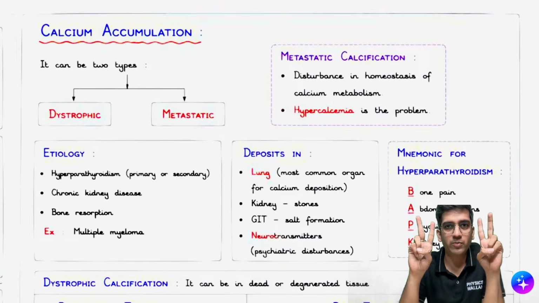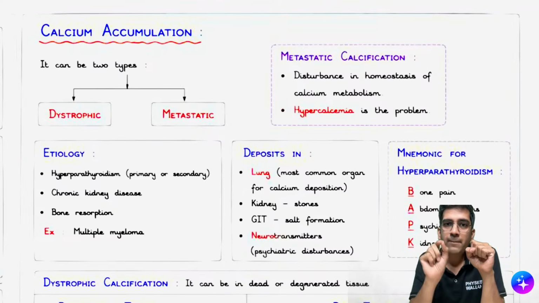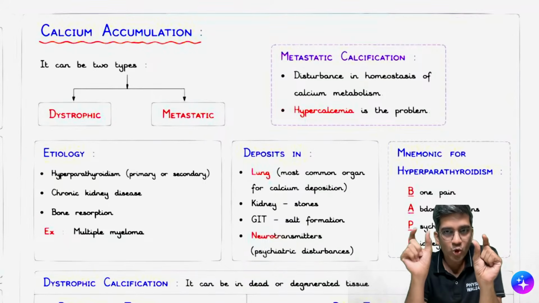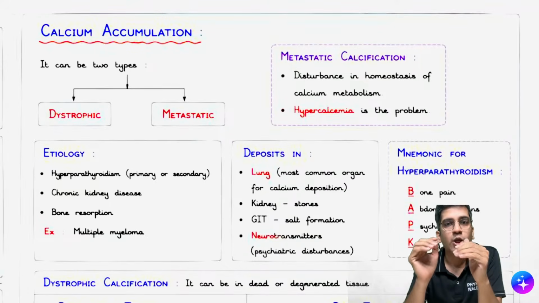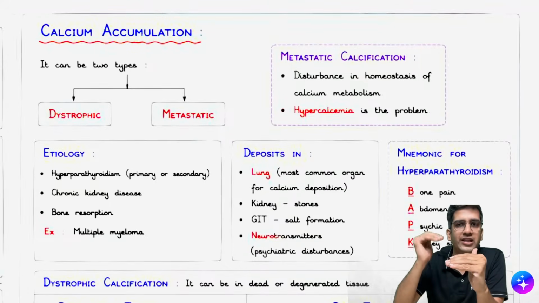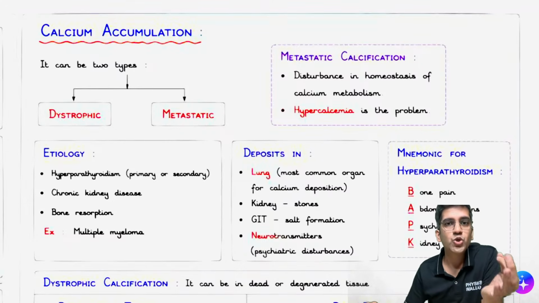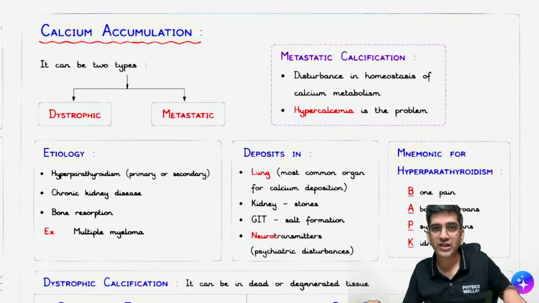Calcium has two types of accumulation: dystrophic calcification and metastatic calcification. Meta means change, stasis means homeostasis. Whenever there is disturbance in calcium homeostasis which increases the calcium level in the body, that is hypercalcemia. Calcium will deposit, there is no doubt in that. So what causes hypercalcemia is my etiology.